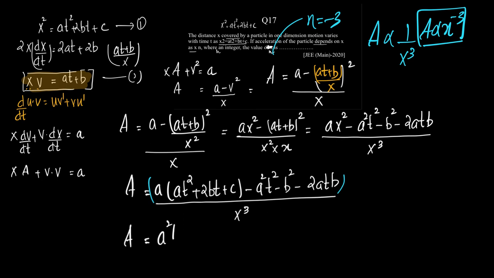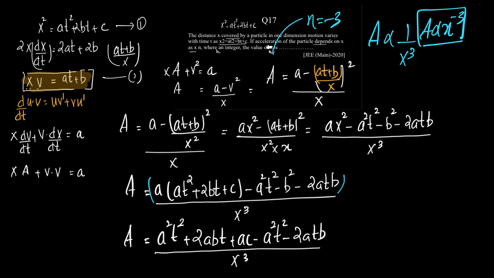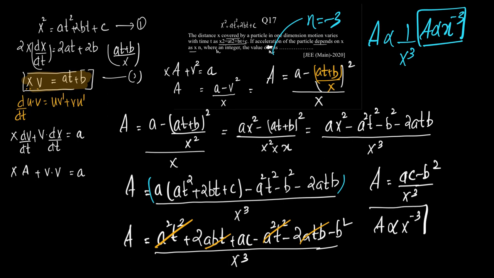So this becomes a square t square plus 2abt plus ac minus a square t square minus 2abt, the whole upon x cube. So a square t square cancels, 2abt is cancelled. So all that is left is capital A is equal to a into c upon x cube. Oh, sorry, there is one more term here. This is minus b square. So we have ac minus b square by x cube. Therefore, A is proportional to x raised to minus 3.